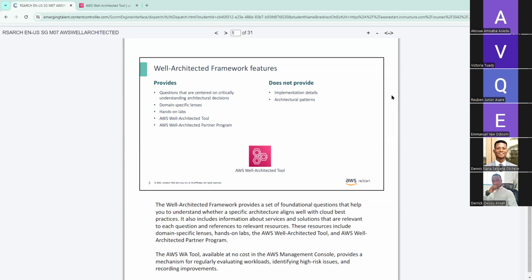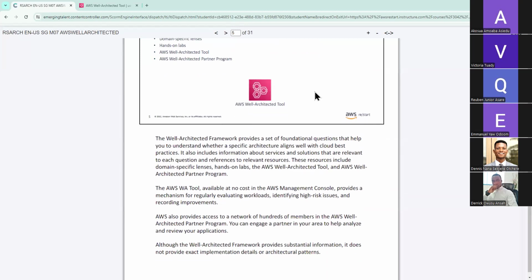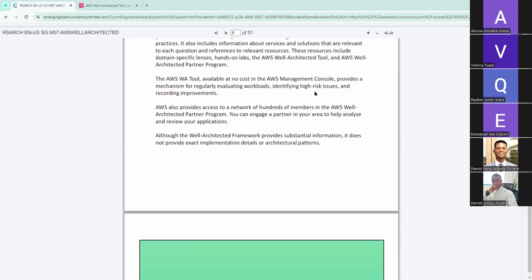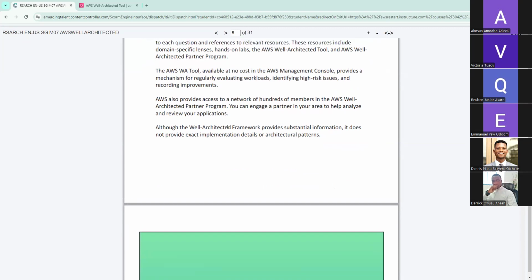When we were looking at security, we mentioned how people could sniff around and explore the way your resources have been provisioned, and they can use that to harm you. So always be careful about giving implementation details about your architecture, because you might go looking for help and find yourself in more trouble. Yeah, there are hundreds of members in that partner program, and you can engage any partner to help you analyze and review your applications, depending on your company's rules.